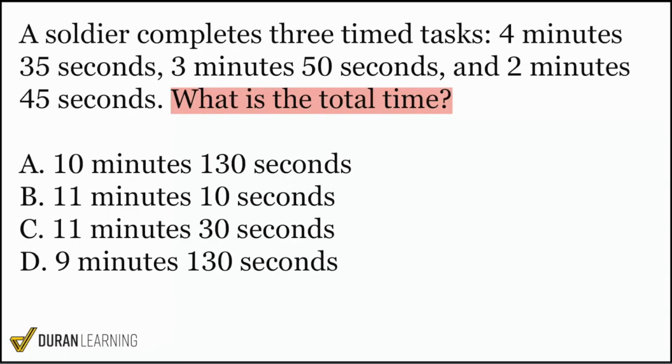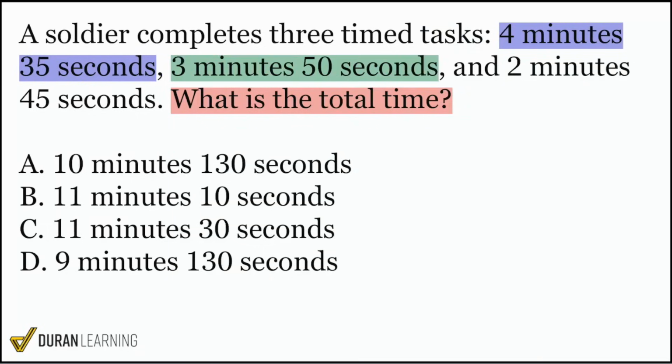It seems to me that we're presented with times, right? I'm just looking at this and it's saying, hey, a soldier completes 3 timed tasks. We have task number 1 here at 4 minutes and 35 seconds. Then we have task number 2 at 3 minutes and 50 seconds. And then lastly, we have ourselves task 3 at 2 minutes and 45 seconds.